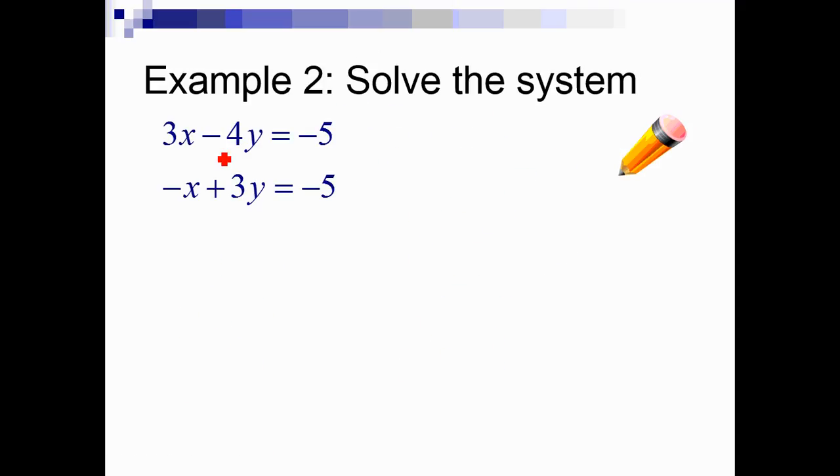Let's take a look at another example. We're going to solve this system now. 3x minus 4y equals negative 5, and negative 1x plus 3y equals negative 5. So we're going to go ahead and add together.